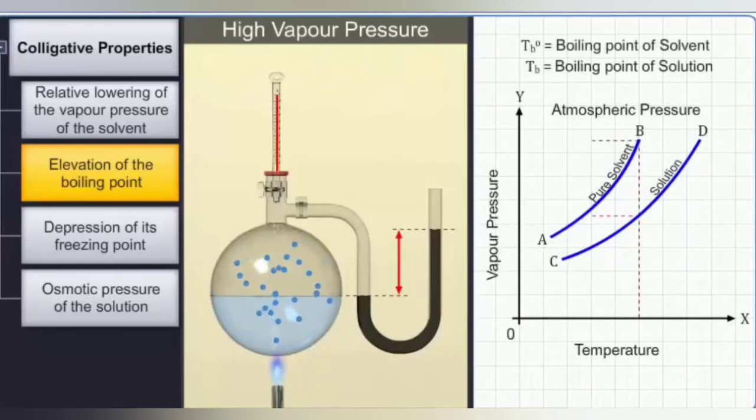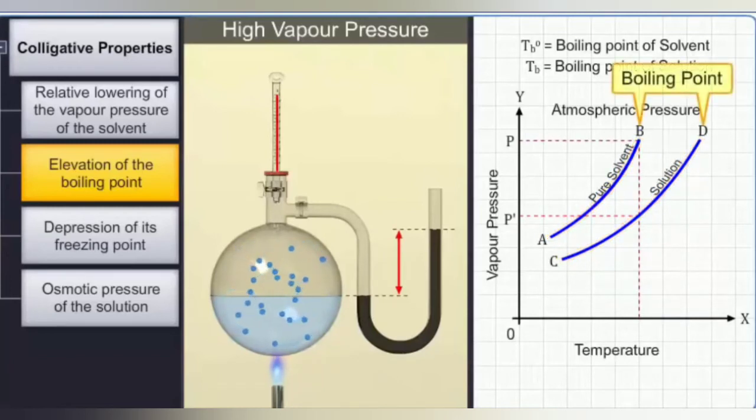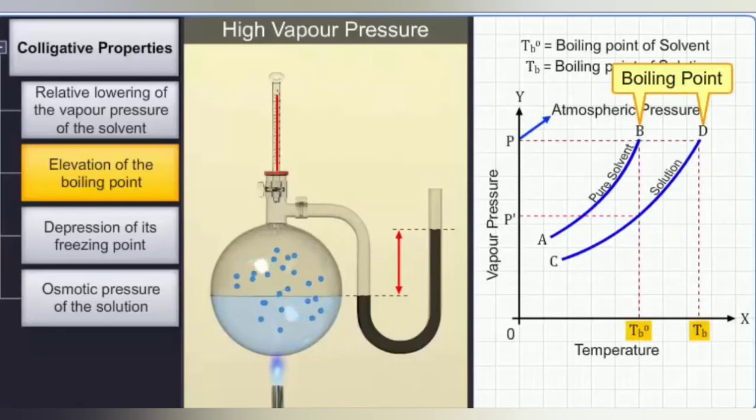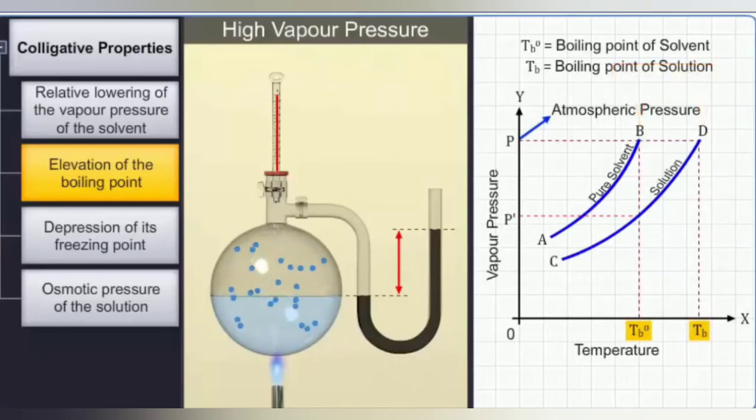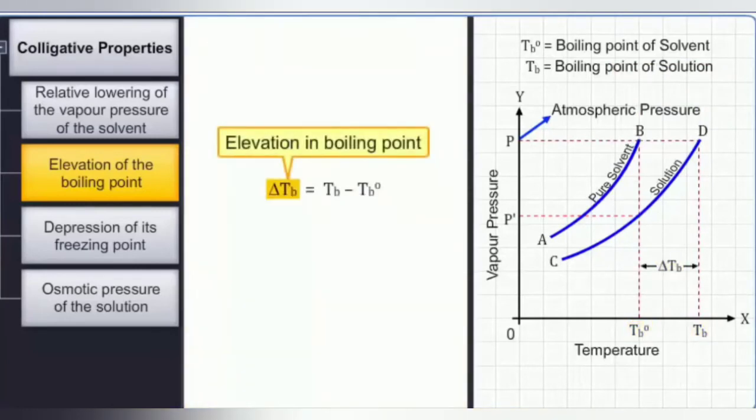We know that at any temperature, the vapor pressure of a solution containing a non-volatile solute is less than that of pure solvent. Therefore, the curve corresponding to the vapor pressure of the solution lies lower than that of the pure solvent. The temperatures at which the vapor pressure of the solvent and the solution becomes equal to the atmospheric pressure are Tb naught and Tb respectively. The difference Tb minus Tb naught is represented by delta Tb and gives the elevation in the boiling point.